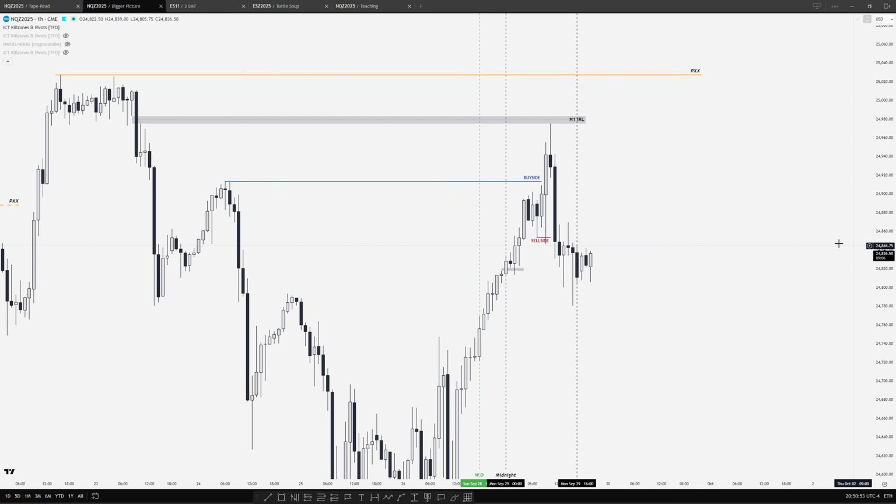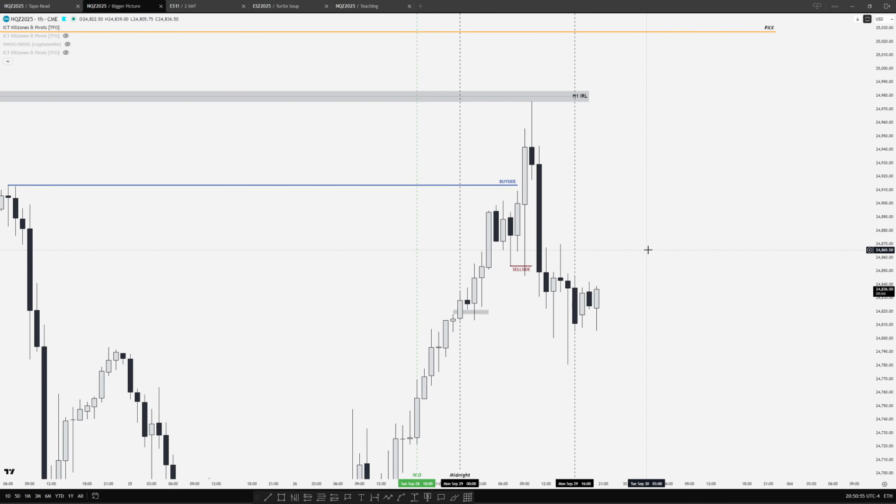Now, if I'm looking at the New York session, and I want you to zoom in here, if I'm looking at the New York session, and as soon as the New York session opens up and runs sell side liquidity, that is a form of what? Sell side is a form of what? ERL or IRL? Well, it's going to be sell side, ERL.